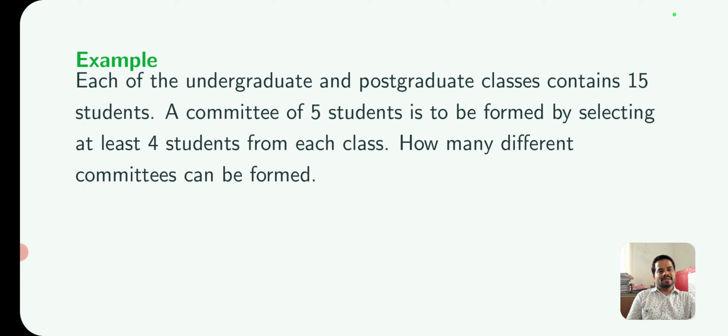So each of the classes, UG class and PG class, contains 15 students. A committee of 5 students is to be formed by selecting at least 4 students from each class. So the first case is to select 4 students from the undergraduate class and 1 student from the postgraduate class. Then the next case is to select 1 student from undergraduate and 4 students from the PG class. So let us see the solution.